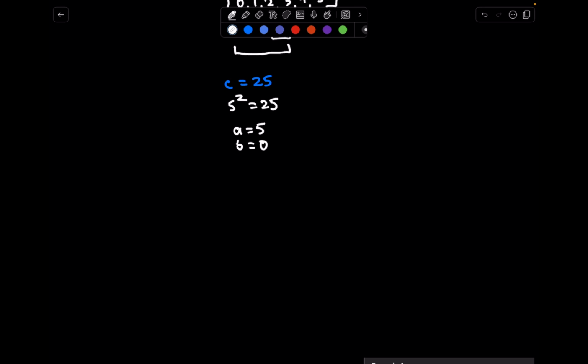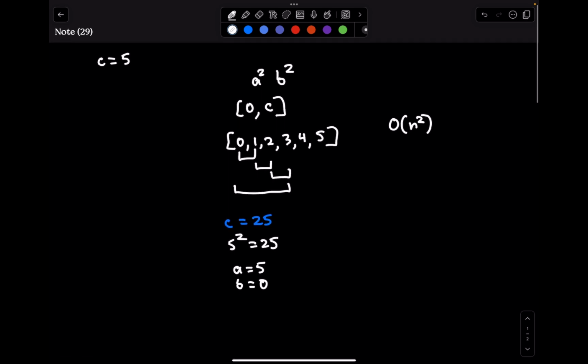The reasoning is pretty simple, because if 5 squared equals 25, 6 squared, 7 squared, or whatever, anything past that is always going to be greater than 25 no matter what. This is one way we can further shorten our search space. Instead of going from 0 to c, we can just go from 0 to the value of the square root of c.